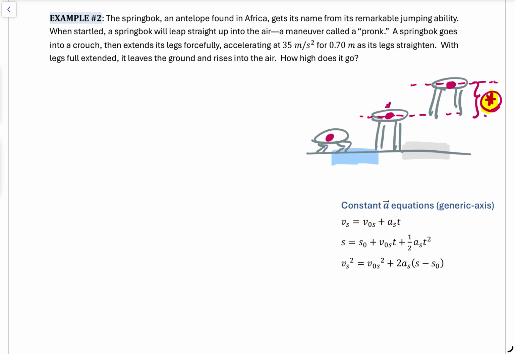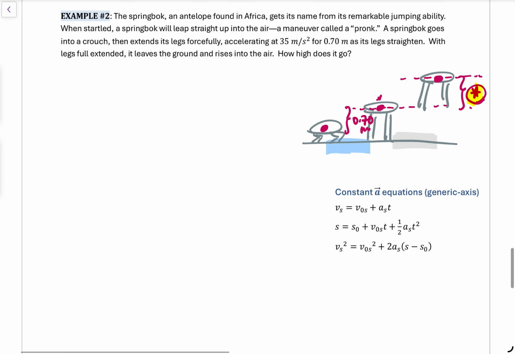They gave us this information. They told us that going from crouching to legs extended, this is the 0.7 meters. I'll refer back to this, but I just want to put it into context when we define our variables. We're going to use this to help us indicate where we want our 0 point to be. So as I go from here to here, there is going to be an acceleration, right? We're starting at rest here in a crouched position. We're going to accelerate to legs extended and then leave the ground.